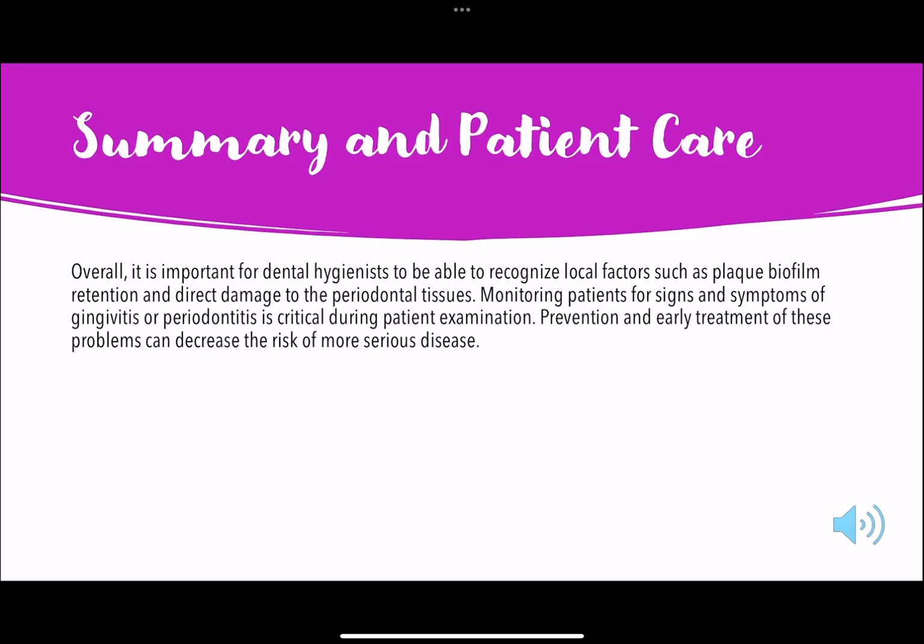Overall, it is important for dental hygienists to be able to recognize local factors such as plaque biofilm retention and direct damage to the periodontal tissues. Monitoring patients for signs and symptoms of gingivitis or periodontitis is critical during patient examination. Prevention and early treatment of these problems can decrease the risk of a more serious disease.